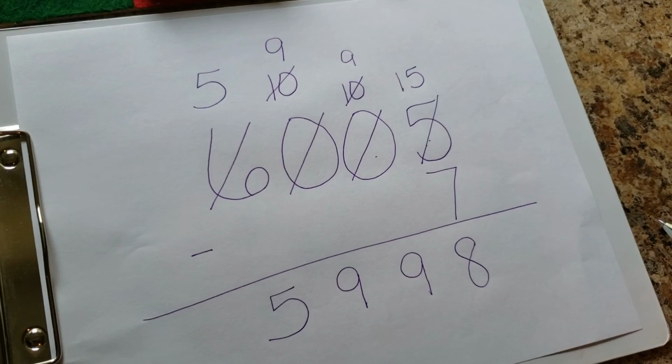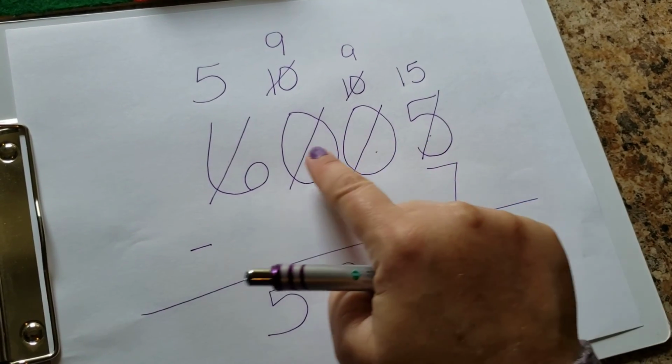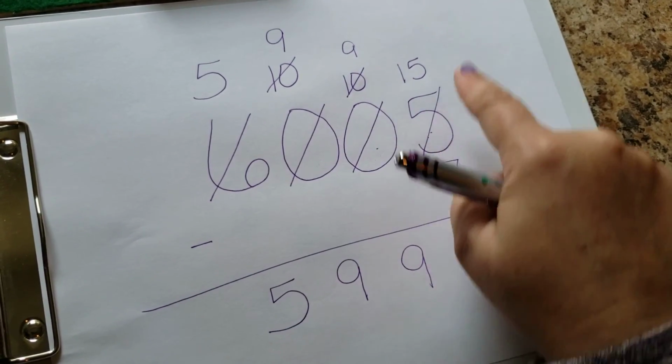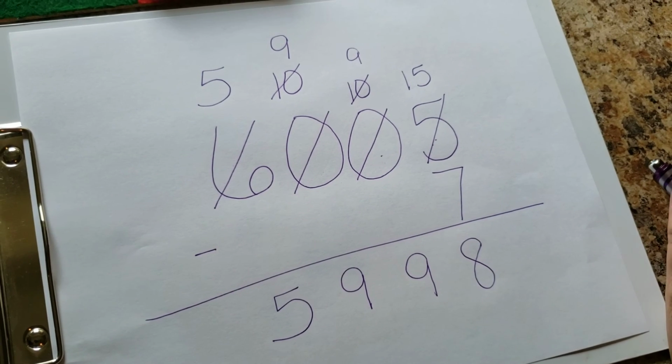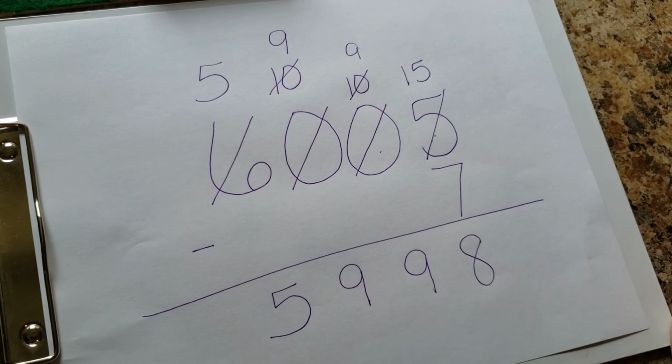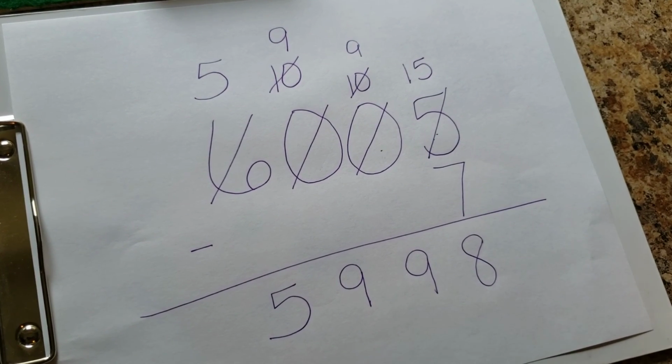You are now a master of subtracting across zeros. Just always remember, only one step at a time. You can't skip all your neighbors. They get very irritated with you if you do that. One step at a time. You can do this, kiddos.